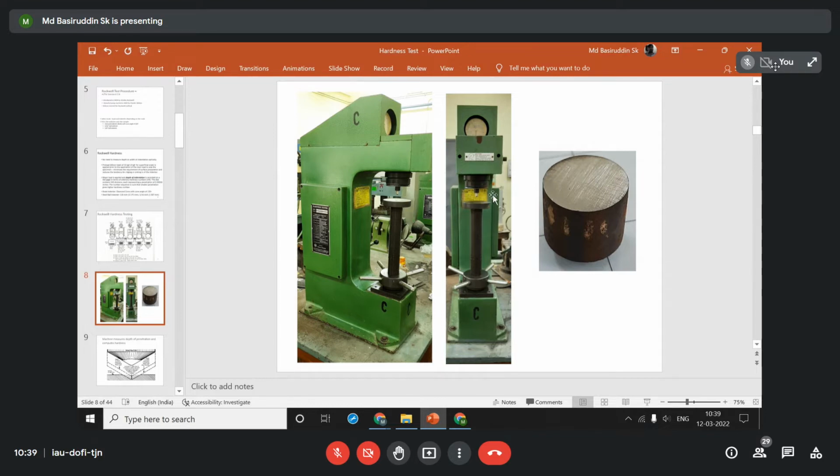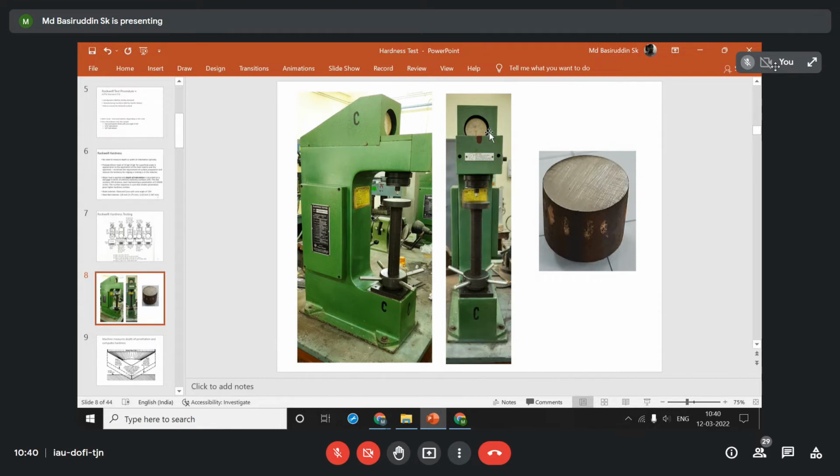Now, after applying that minor load, for a particular machine we can see that the maximum load, the major load, has been set. Then we just pull the lever to apply the major load, and after applying it, your indicator will rotate. That means the depth of indentation is gradually increasing. At a certain point you will find that your indicator becomes fixed, and then you have to wait a minimum of 15 to 30 seconds so that the permanent deformation stabilizes. That particular time is called the indentation time or the dwelling time.